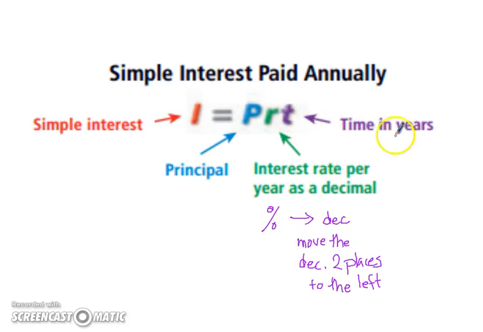And then your T is time. Time is in years. So if it was 6 months, well, 6 months is half a year, so it would be 0.5. So it's always in years. So keep that in mind.